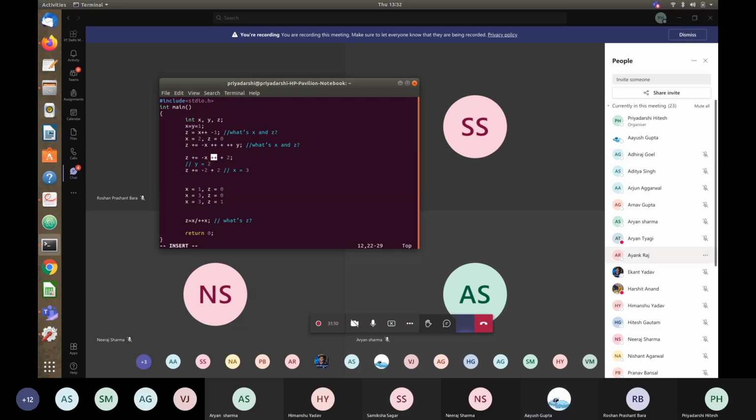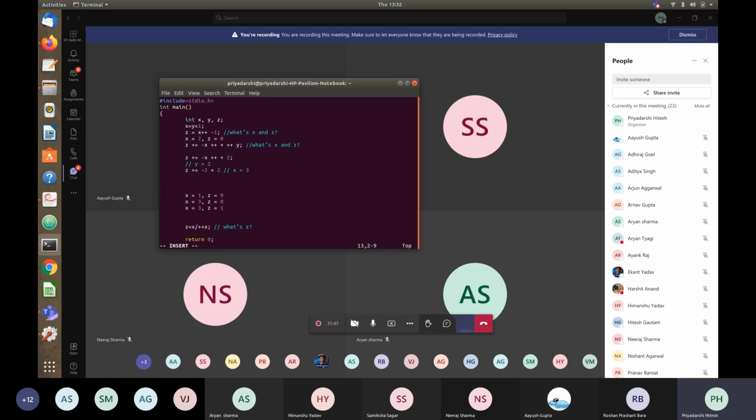Yes, sir. If you have any doubt, you can say who is not getting how it's done. Z plus equals to minus 2 plus 2. So what basically is happening is z equals to minus x plus plus. So x will be incremented, that is for sure. So x will be equal to 3. But since it is being assigned, we will take the initial value of x, that is 2. And there is a minus sign before x, so it is simply z equals to minus 2. And here plus 2.